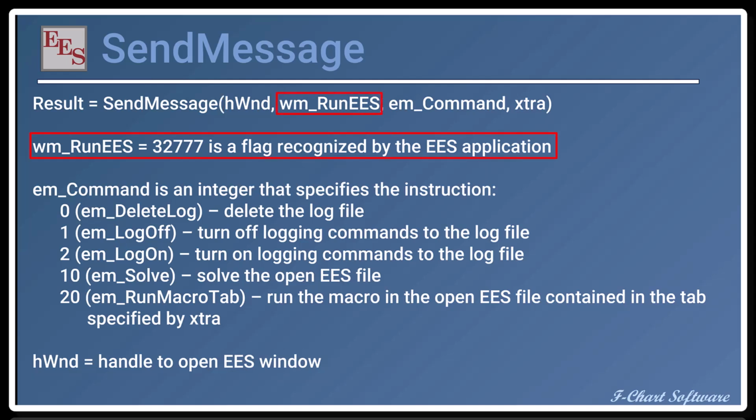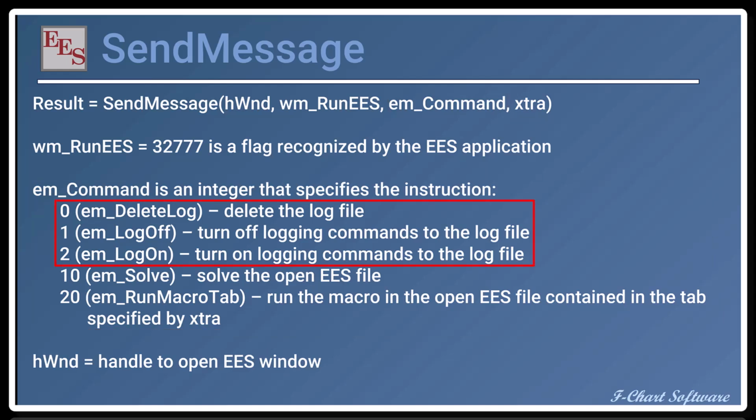The second parameter here, wm_run EES, is an integer message type that EES is programmed to recognize. So you have to set it to 32777. That's the integer that EES recognizes. The third parameter, em_command, is an integer that specifies what action you'd like EES to take. There's a bunch of choices listed here.